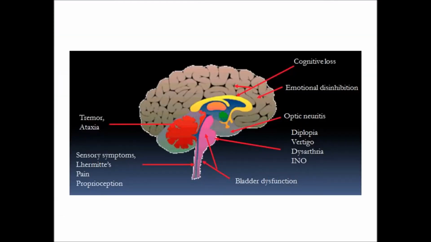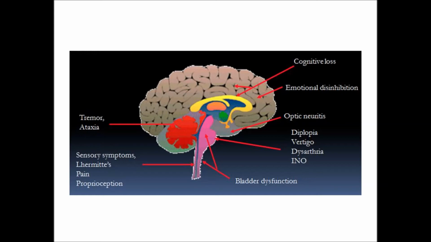This picture shows us the main sites of involvement and the main features. We have cortical involvement, which results in cognitive impairment, with problems with memory and mood problems. We said optic nerve involvement results in optic neuritis, and brainstem syndrome causes diplopia, vertigo, dysarthria, and internuclear ophthalmoplegia.